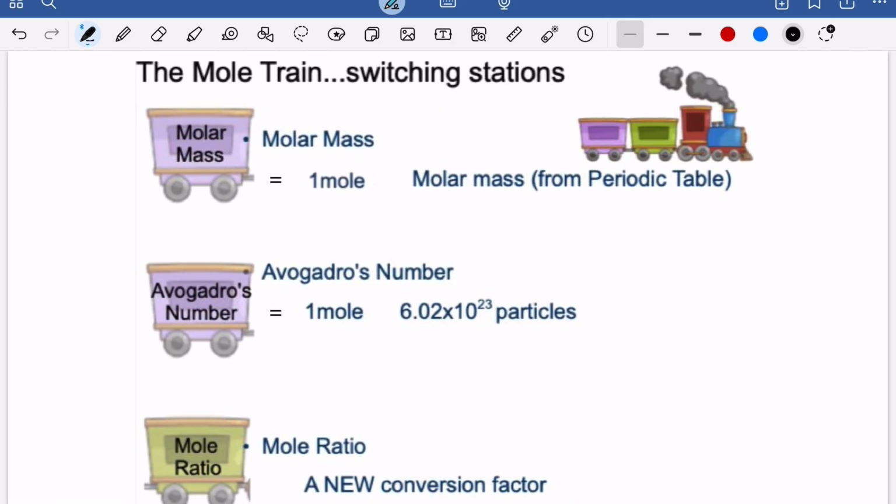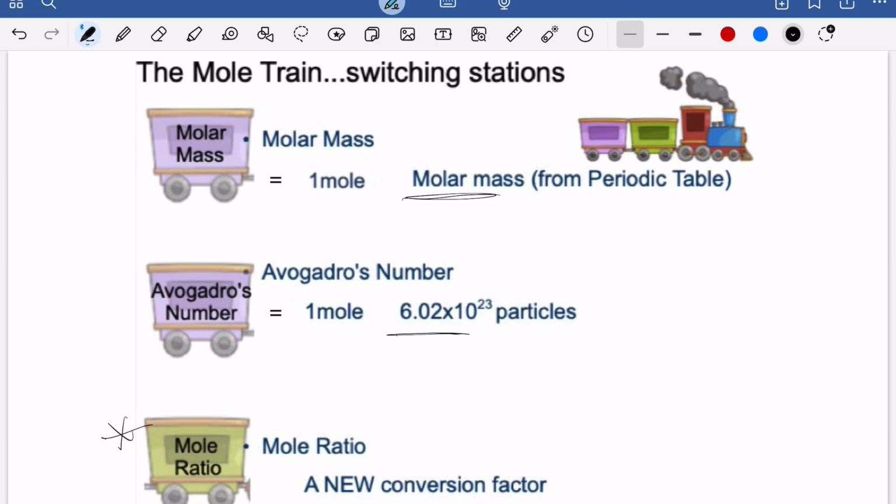All right, so far as we've looked at the moles and the relationships we know that if I'm going back and forth between moles and grams, I'm going to use the molar mass from the periodic table. If I'm going back and forth between moles and I want to know how many particles, how many atoms, how many molecules, then it's equal to 6.02 times 10 to the 23rd, or 602 sextillion particles. So what we're going to talk about today then is your mole ratio. That's the new conversion factor we're looking at.